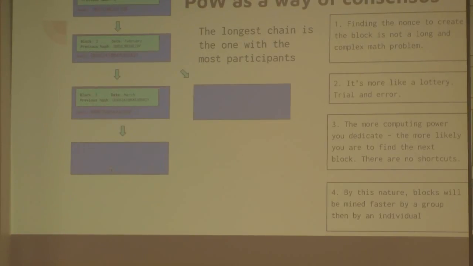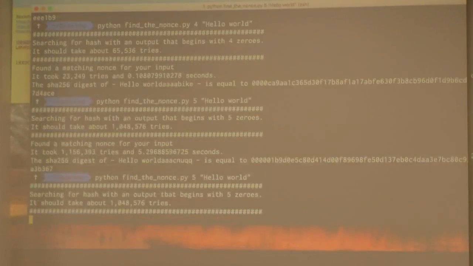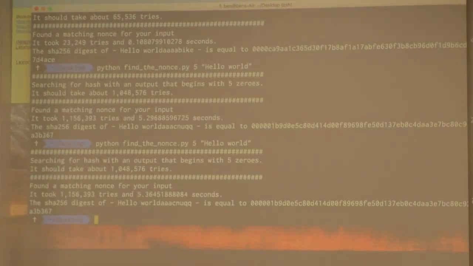So everyone else is working on this block, and the way the system works is that it's configured to create a new block every 10 minutes. And the way that works is, when I ran this script here, it took me 5 seconds to find this hash. Now, if I had a much more powerful computer, it would have taken me 2 seconds. But the thing is, I was only looking for 5 zeros.